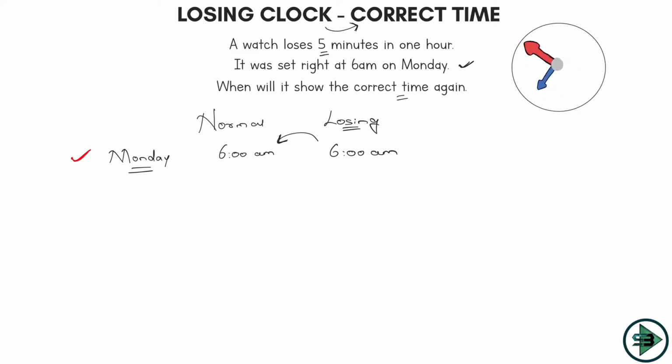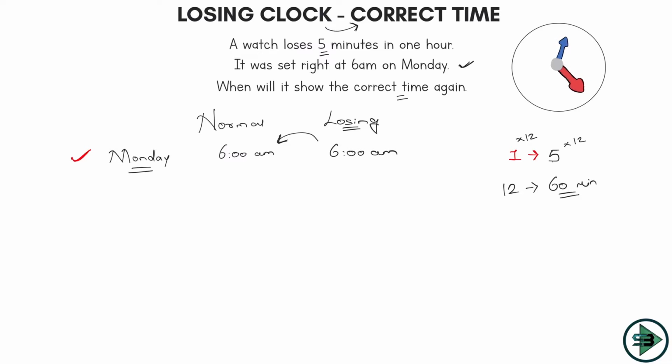This watch loses 5 minutes in every 1 hour. So in 1 hour it loses 5 minutes. Right? Which means in 12 hours it will lose how much? Multiplying both sides by 12, in 12 hours it will lose 12 into 5, 60 minutes. It will lose 60 minutes in 12 hours.